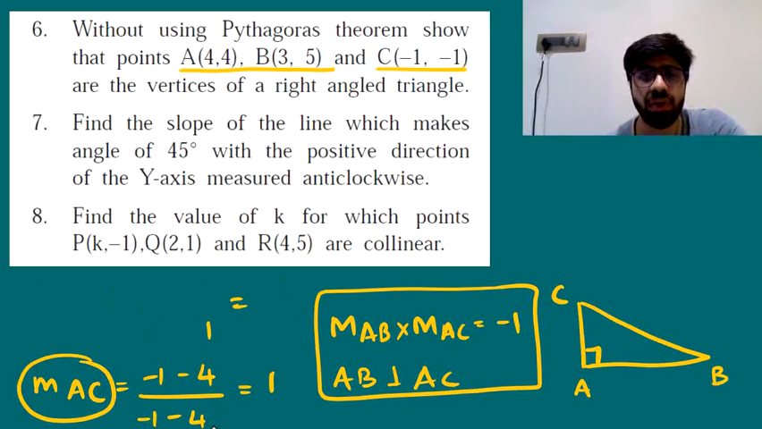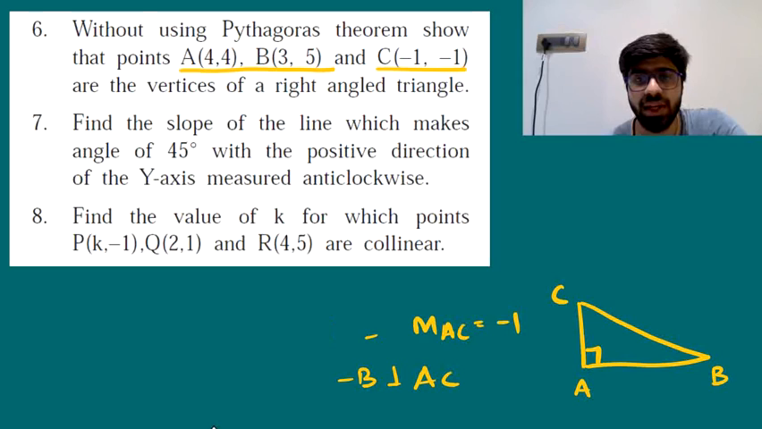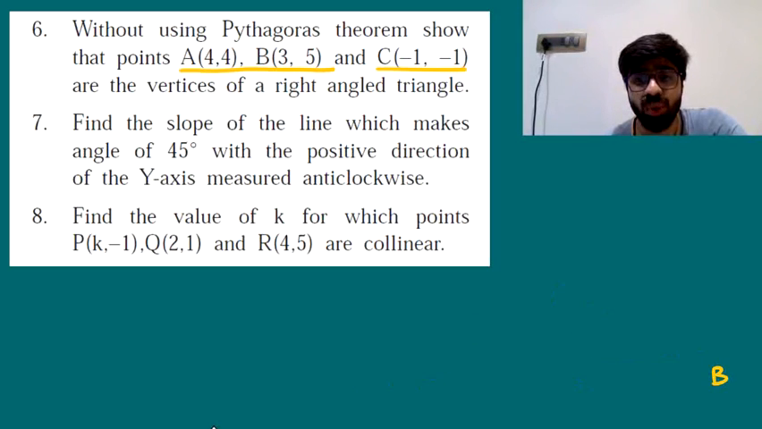Okay, let's go ahead with question number 7. It says: find the slope of the line which makes an angle of 45 degrees with the positive direction of y-axis measured anti-clockwise.